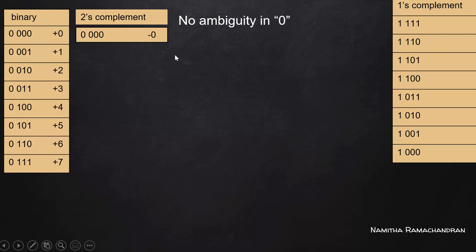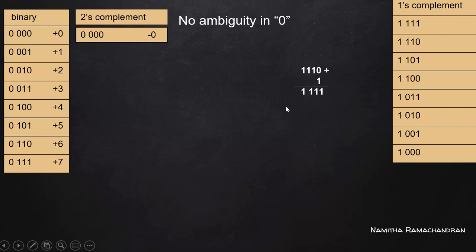Now we can take the 2's complement representation of positive 1, which indicates negative 1. For that, take this binary and its 1's complemented form, that is, 1 1 1 0.